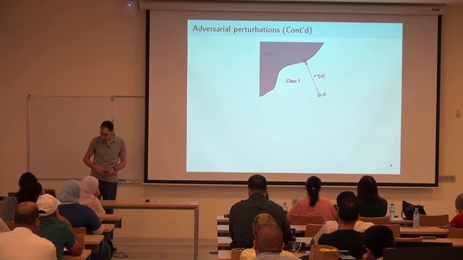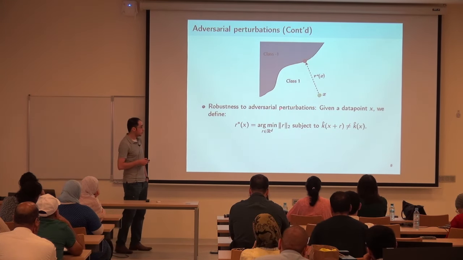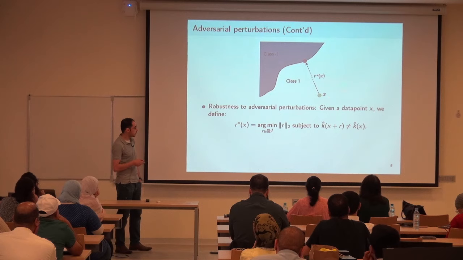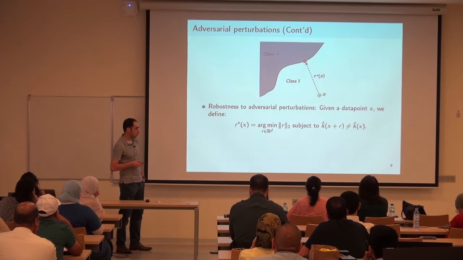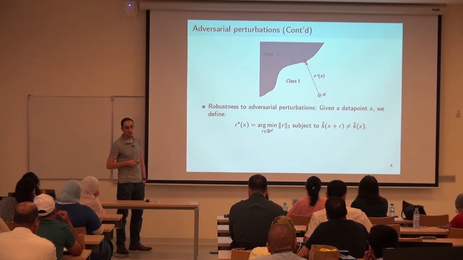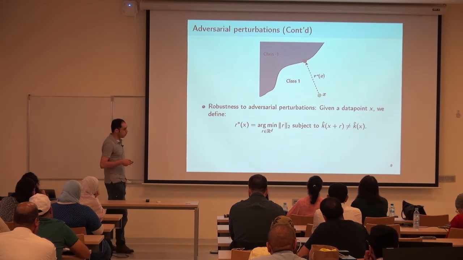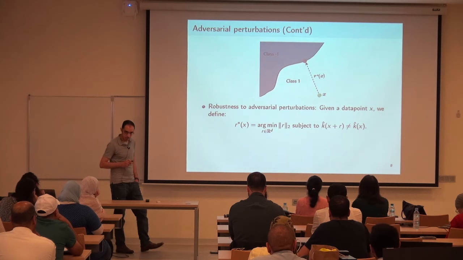So let's try to quantify this a bit. What I call robustness to adversarial perturbation is, given a data point x, let's try to find the minimum perturbation, let's say here in L2 norm, such that my classifier, which I call k hat, when you evaluate the classifier on the perturbed image x plus r, it is different than the classifier evaluating x.